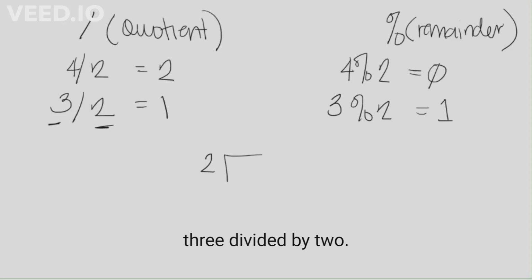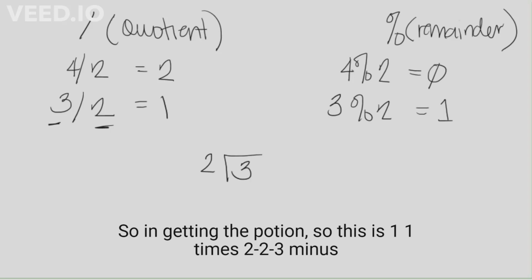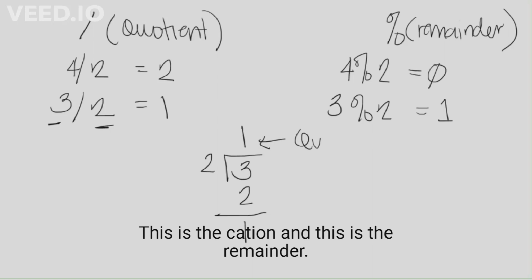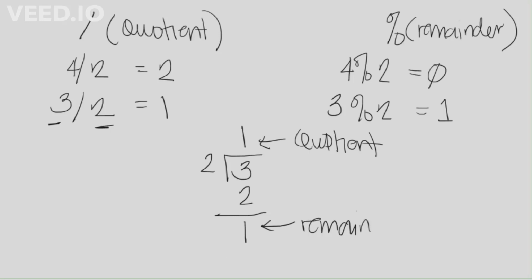3 divided by 2. In getting the quotient, this is 1. 1 times 2 is 2, 3 minus 2 is 1. This is the quotient, and this is the remainder. Okay, please take note of that.